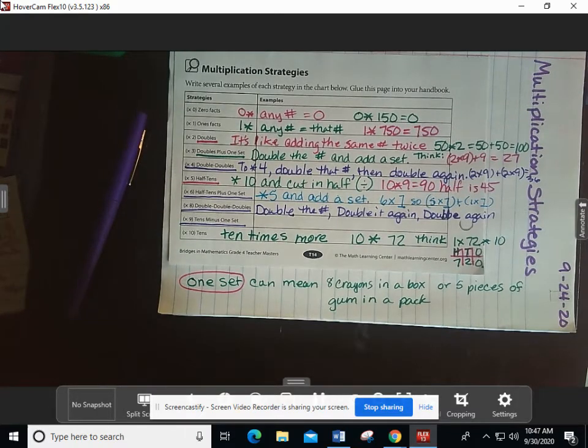So it's like when we did 2 times 9 plus 2 times 9 plus 4 times 9. 2 times 9, which is 18, plus 2 times 9, which is 18 again, plus 4 times 9, which is 36. So doubling means times 2, double double means times 4, double double double means times 8.